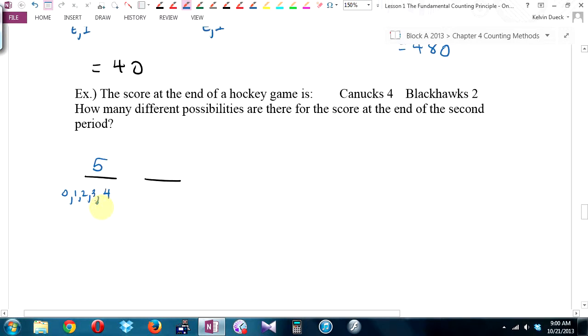How many choices are there for the number of goals for the Blackhawks at the end of the second period? Why 3? Answer? 15.